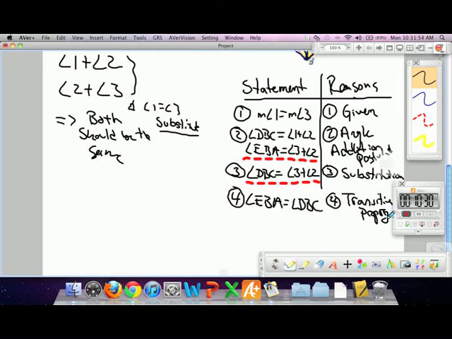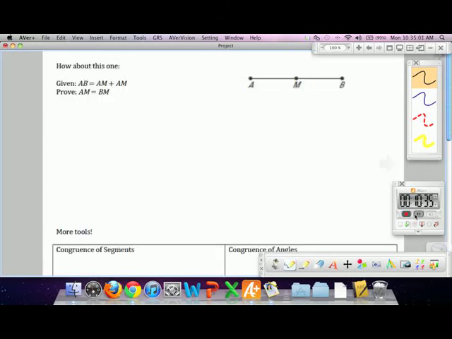Let's brainstorm here, folks. We know that we have this original equation. You have AB equals AM plus AM. What's a second, very separate equation you could write based on that picture? AB equals AM plus MB.